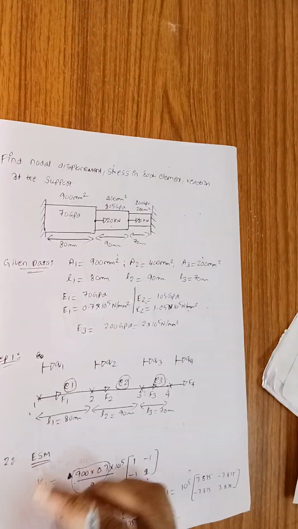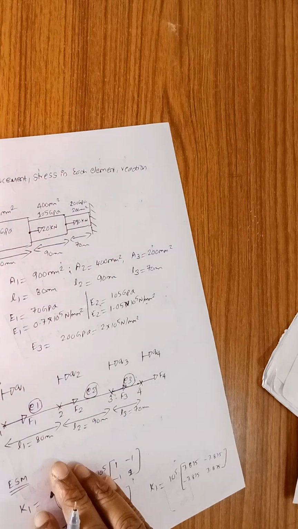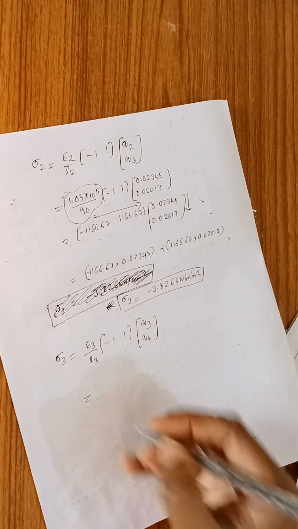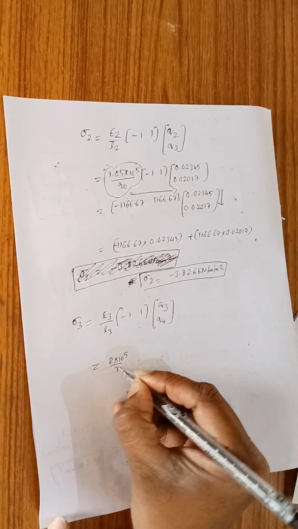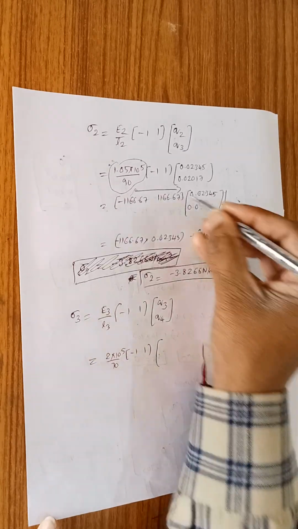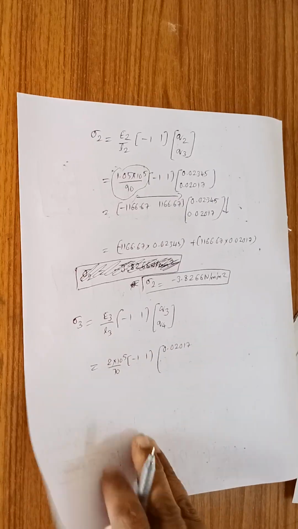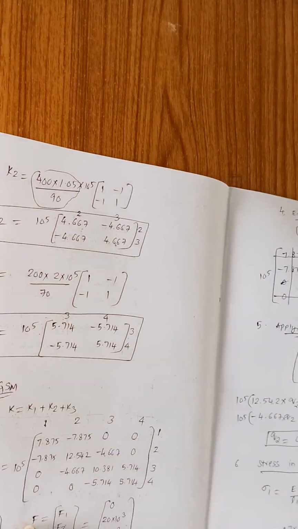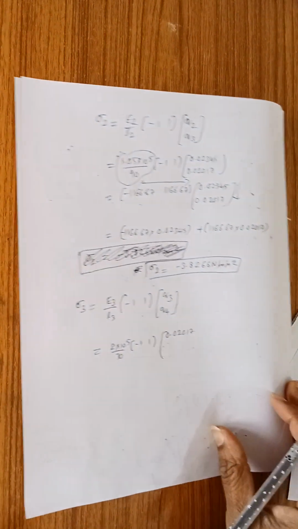So E3 is found to be how much? E3 is 2 into 10 to the power of 5, while L3 is found to be 70. So 2 into 10 to the power of 5 divided by 70, times [minus 1, 1], and Q3 and Q4. Q3 is found to be 0.02017, and Q4 will be 0.